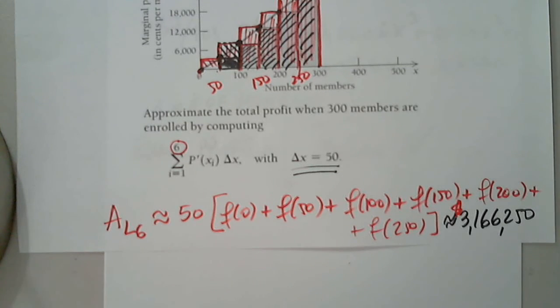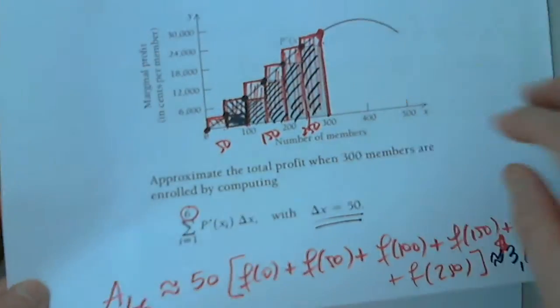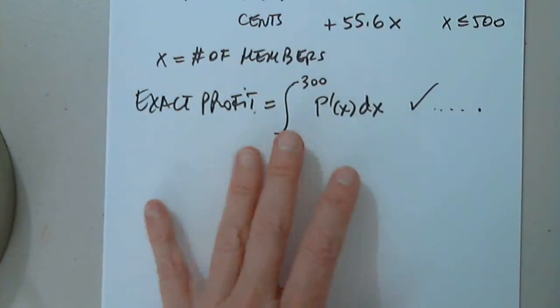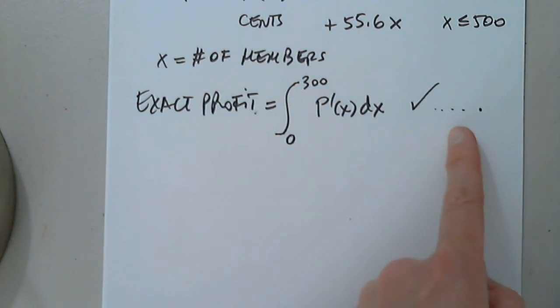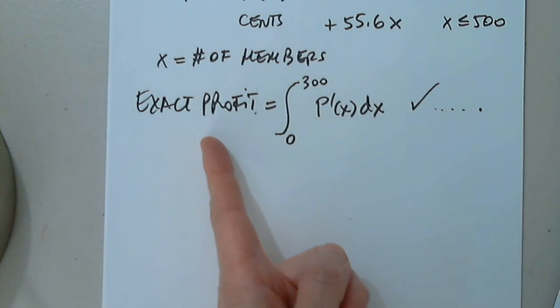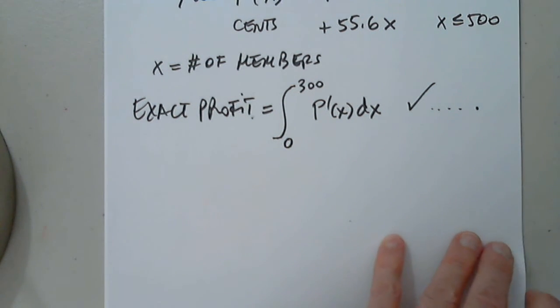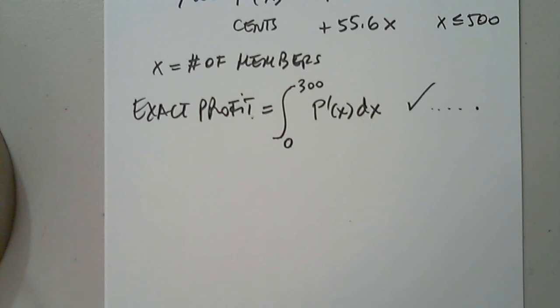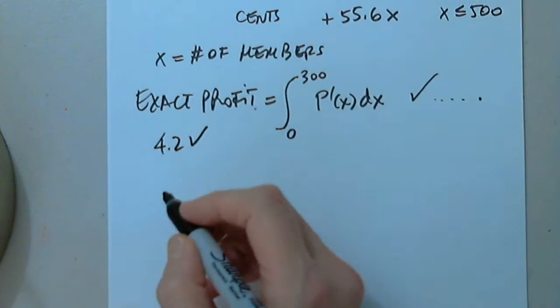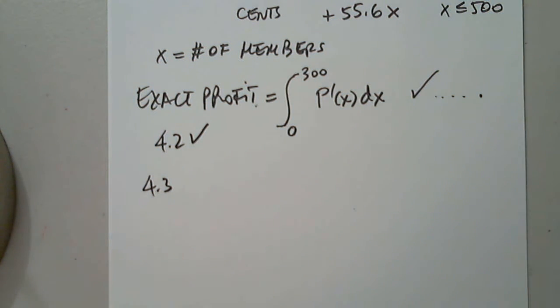Okay. Any questions on this? So this was total profit. I'm going to post this as well. Of course, you can check by calculating the exact profit if that's what you want. Okay. So now I consider 4.2 finished as well. So let's see the leftovers from 4.3.